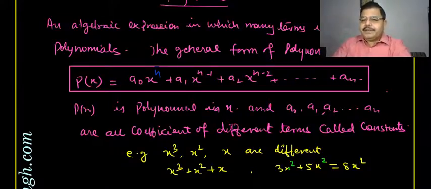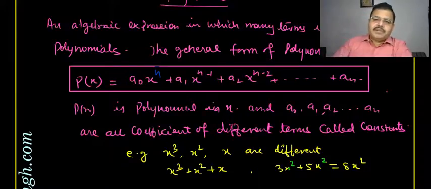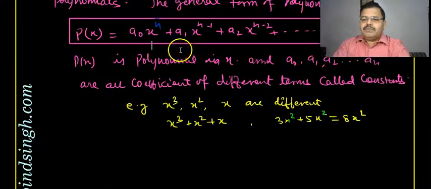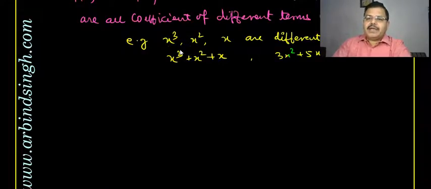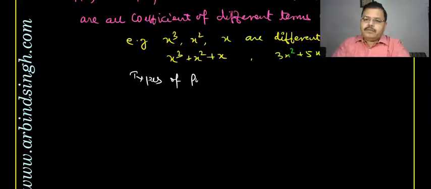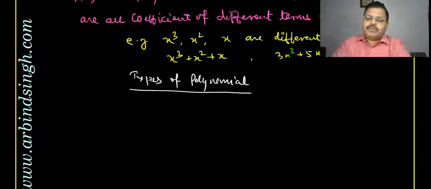As you have seen here, there are many terms, and that is why this is called a polynomial. Many cannot be specific; it can be 1, it can be 2, it can be 3, 4, or 5. So depending upon the number of terms, polynomials can be divided into the following types. You should understand how many types of polynomials there are.